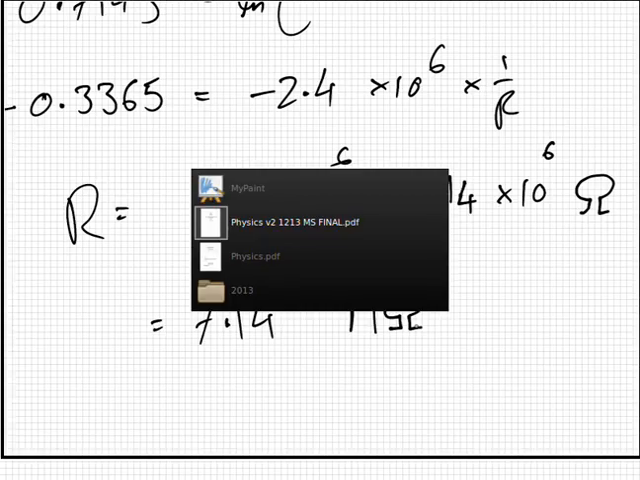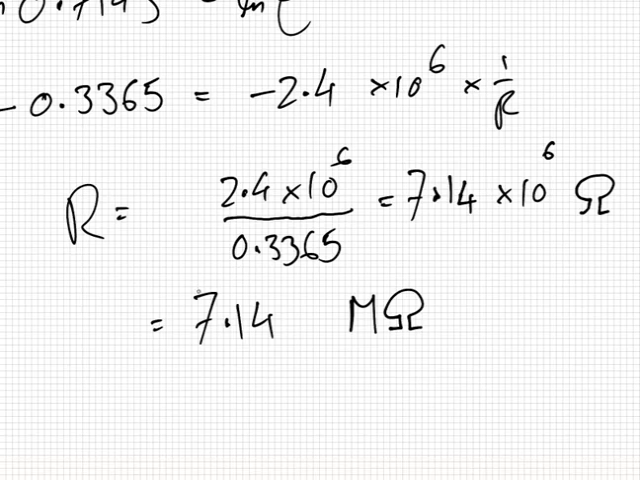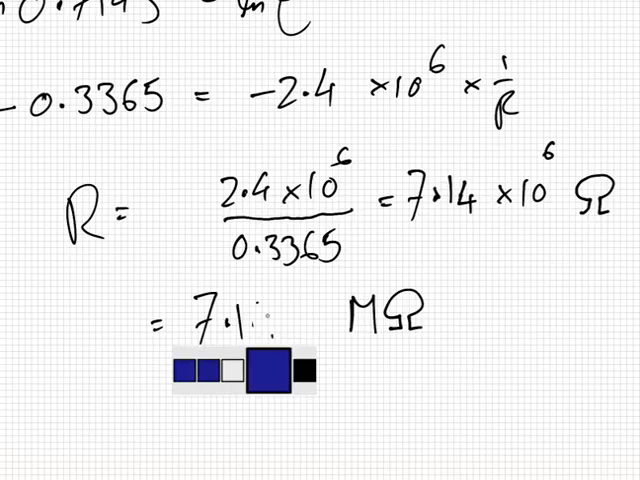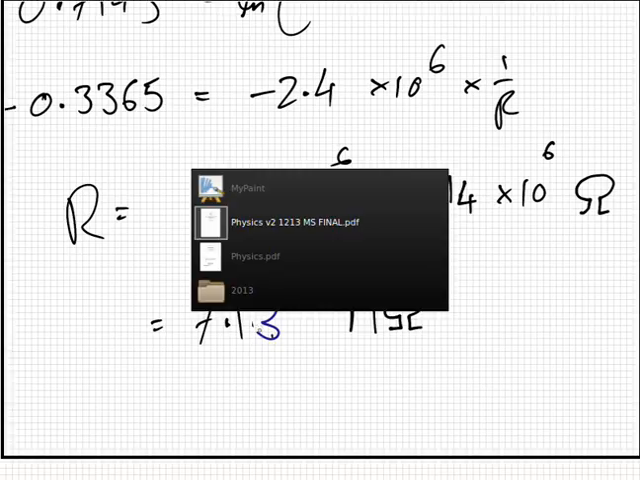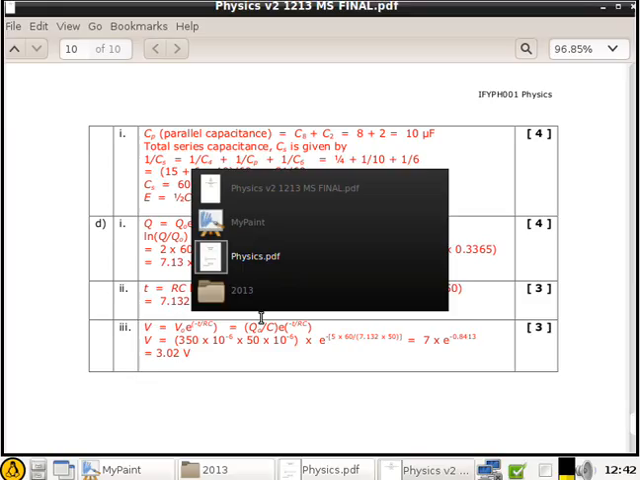Let's check the answer. You said 7.13, didn't you? Okay. Doesn't matter. It's not important right now. Okay, 7.13 mega ohms. Alright, what's next now?